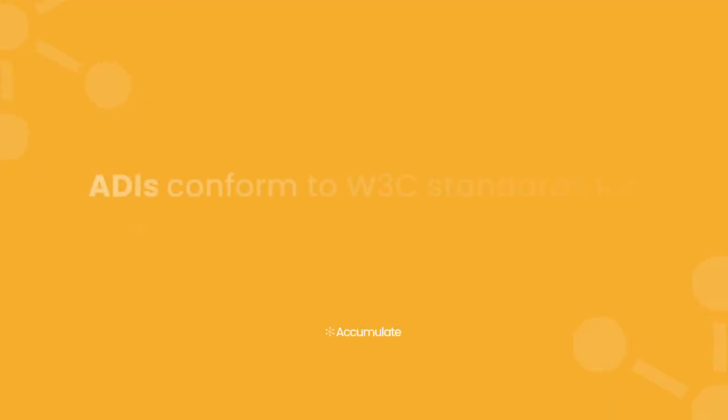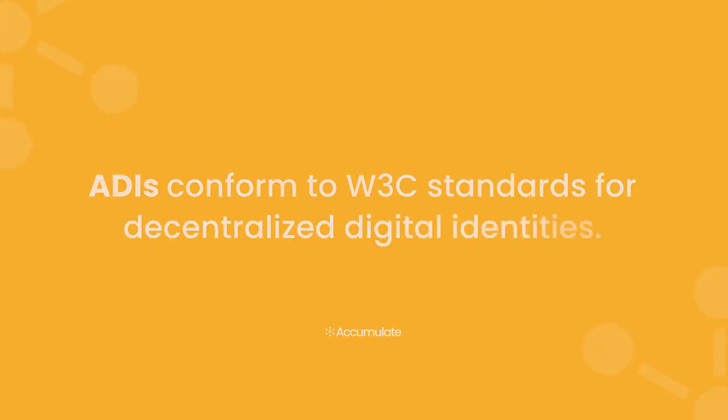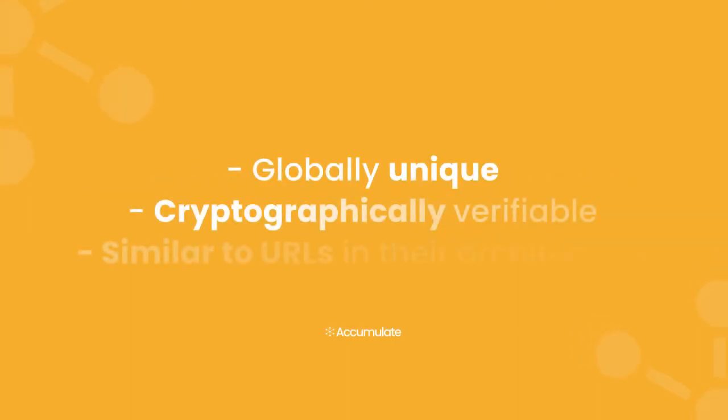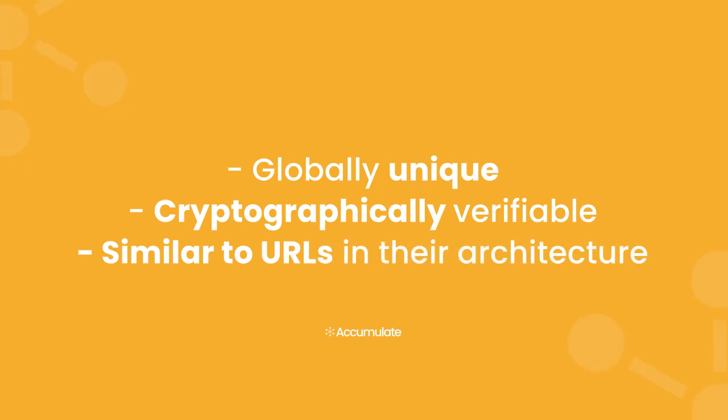In Accumulate, we can easily integrate our identities into mobile and web-based applications because our Accumulate Digital Identifiers, or ADIs, conform to W3C standards for decentralized digital identities. This means they are globally unique, cryptographically verifiable, and similar to URLs in their architecture despite working like a typical blockchain address. One example of a URL is acc://bank, where ACC is a prefix that tells you it's an Accumulate identity, and bank is the ADI.